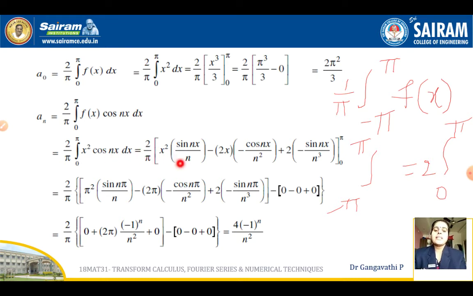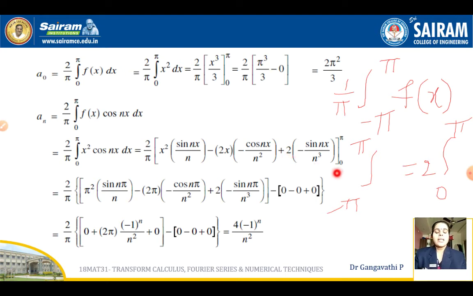Integration of cos nx is sin nx by n. Now differentiation of the first function: differentiation of x square is 2x, with a minus sign, and integration of sin nx by n. So we have to keep differentiating the first function and keep integrating the second function. So we get minus cos nx by n square. Now differentiation of 2x is 2 and integration of this term is minus sin nx by n cube. Now we are not going for the next term because differentiation of 2 becomes 0, and 0 multiplied by anything is 0. So we can stop at this stage.